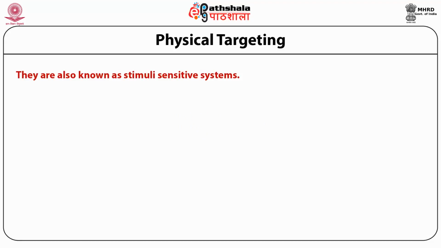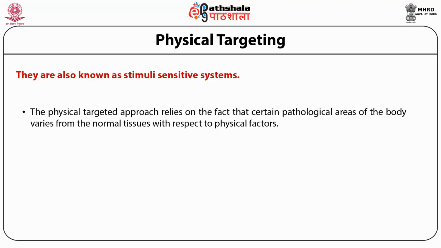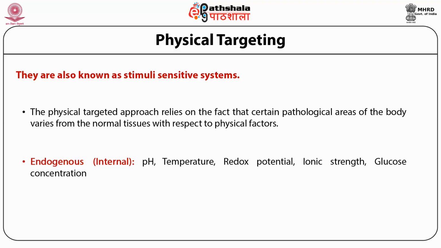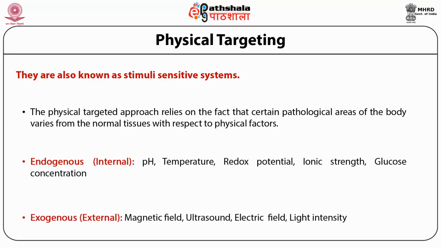The present slide comprehensively focuses on the physical mode of drug targeting. The physical targeted approach relies on the fact that certain pathological areas of the body vary from the normal tissues with respect to certain physical indicators, which could be endogenous or internal and exogenous or external. The endogenous factors include pH, temperature, redox potential, ionic strength, and glucose concentration, whereas the exogenous factors include magnetic field, ultrasound, electric field, and light intensity.